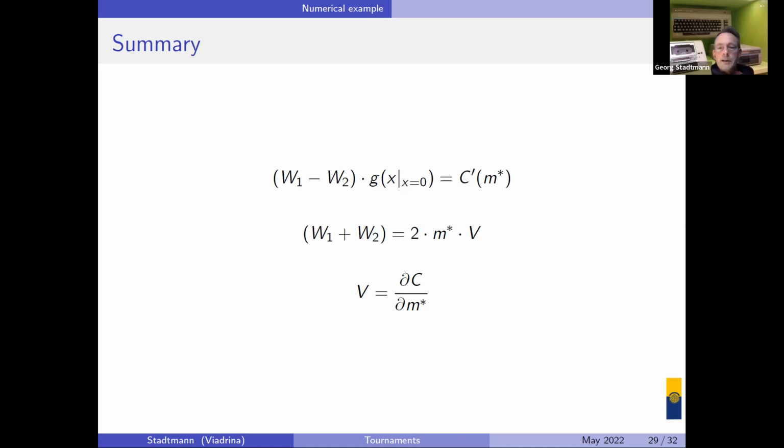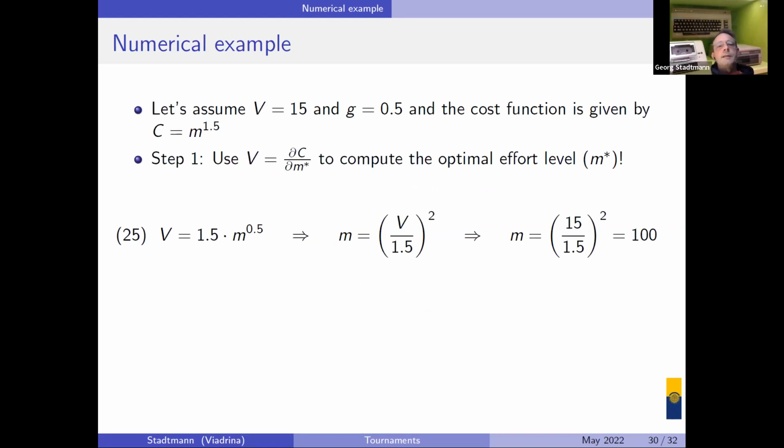Great. Numerical example. Let's assume V is equal to 15. So V is exogenous, V equal to 15. This is the amount of money the spectator is going to pay for watching the sports competition. V is equal to 15. And G is the height of this probability function. G is equal to 0.5.